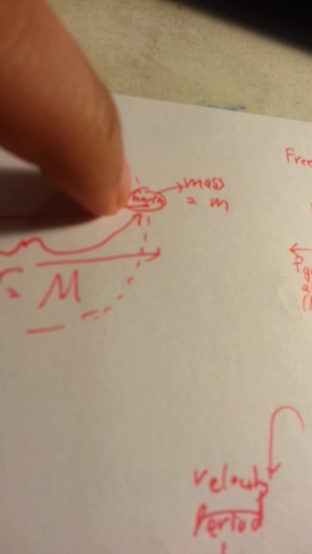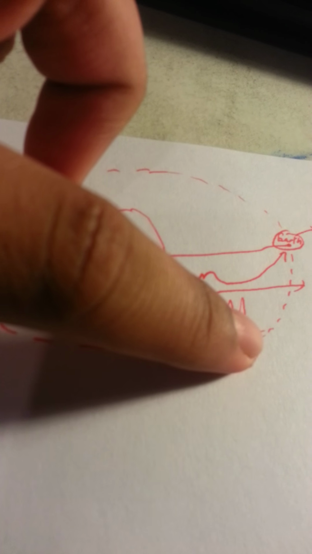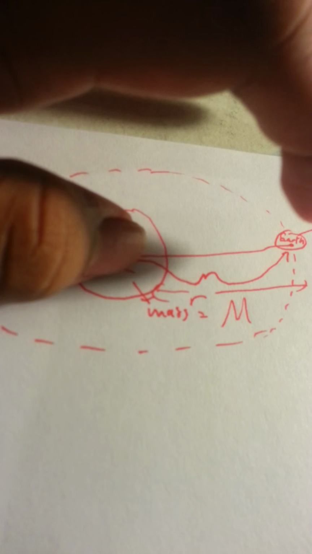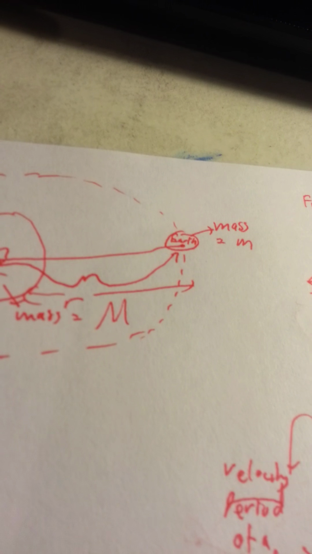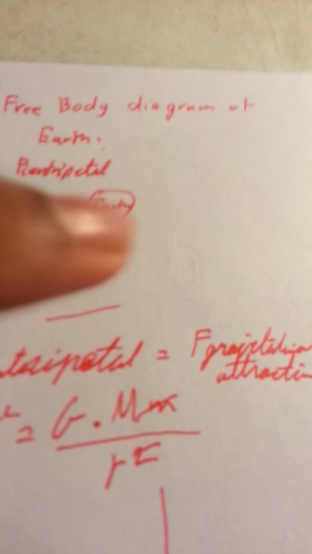So we have the sun, and then we have the planet, which I would like to call Earth. Now, the sun has a mass of big M, and the distance from the center of mass of the sun, or center of gravity, to the center of gravity of the Earth, I'm going to call that distance r. So let's first draw the free body diagram of the Earth. Now, this is what the free body diagram of the Earth looks like.